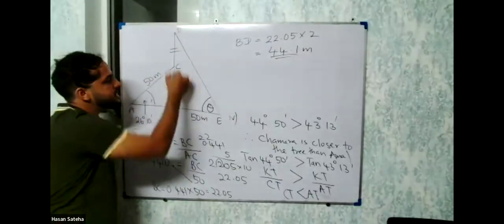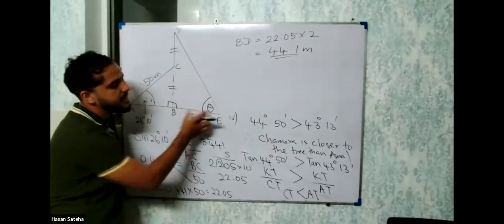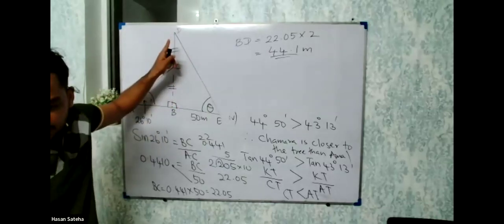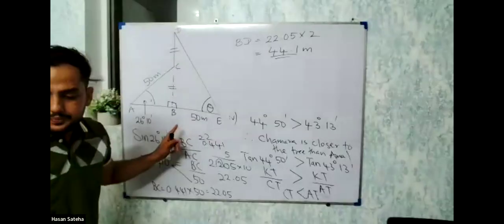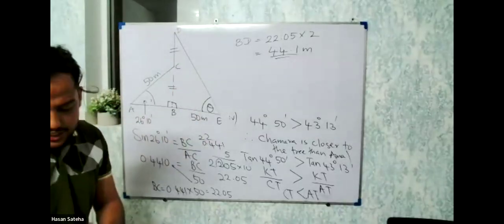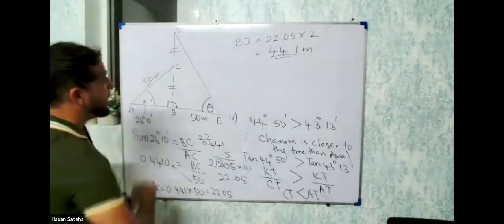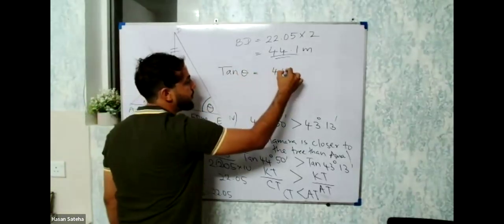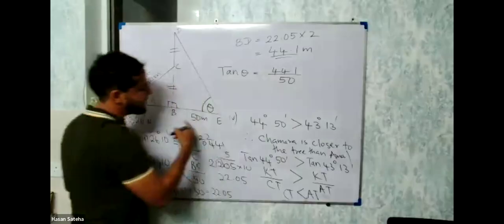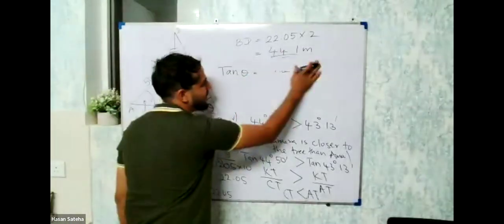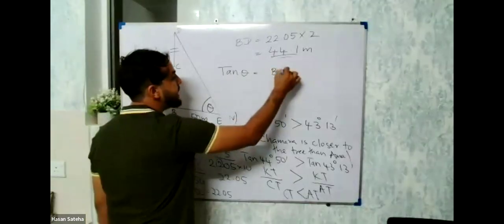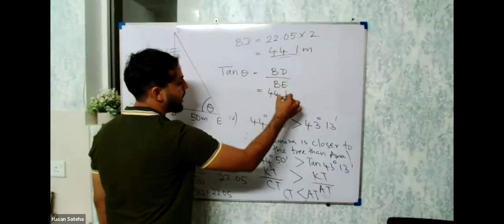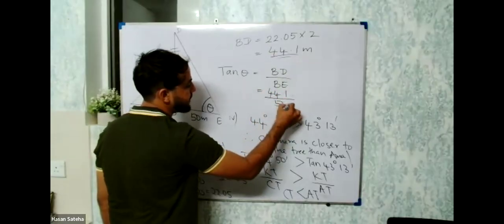Now you know this side BD, you know BE here, then to find this angle, relate to this angle, what is this side BD here? Opposite or adjacent? Opposite side. What is this BE? Adjacent. Opposite and adjacent, what is the ratio? Tan theta, right? So now we can use tan here. Tan theta is opposite, that is 44.1 meters, divided by adjacent, that is 50 meters. Better to write the English alphabet first. So BD over BE, so 44.1 divided by 50 meters.